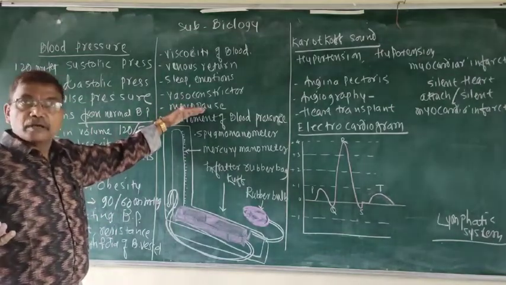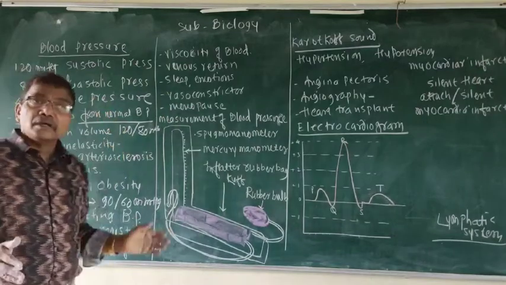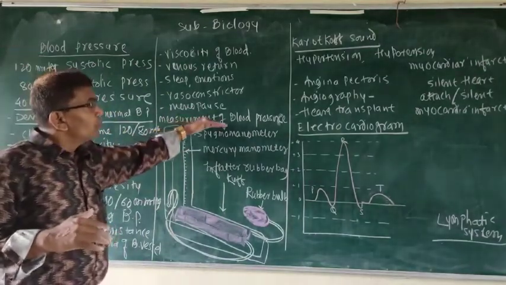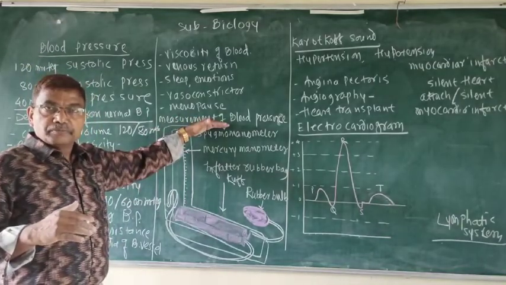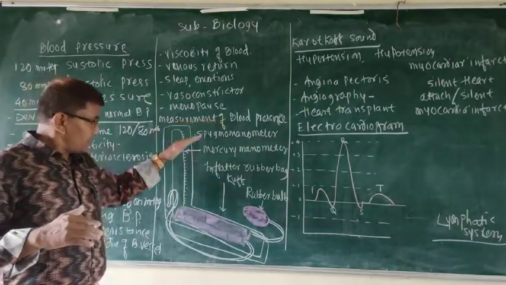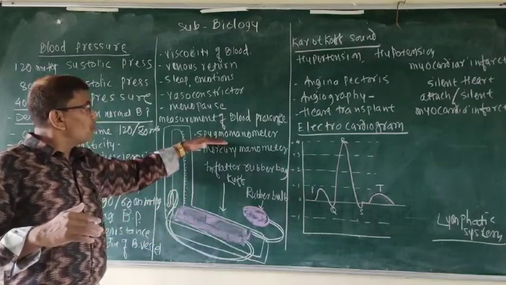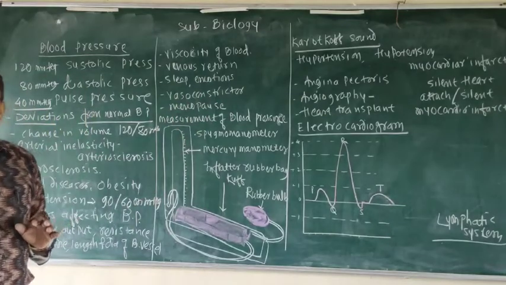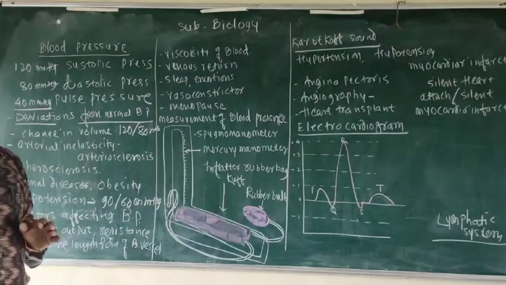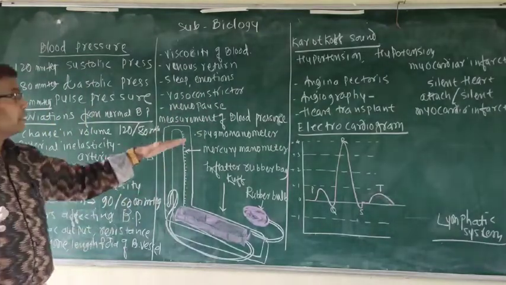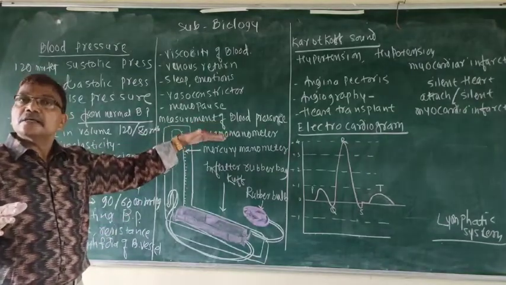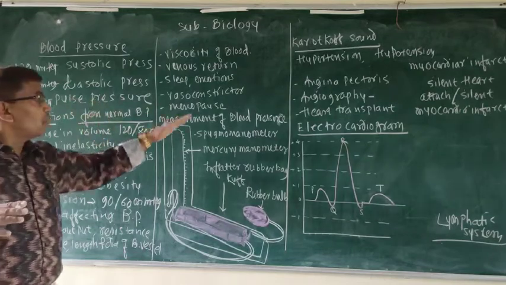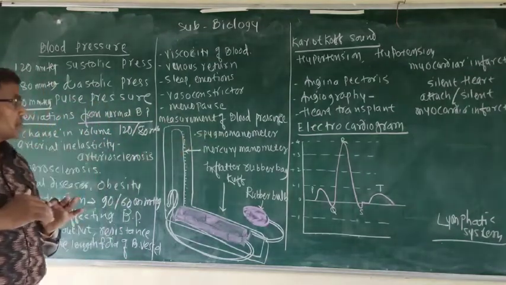Means gender also affects the blood pressure. Then which instruments are helpful to measure the blood pressure? This instrument is called the sphygmomanometer, which measures the blood pressure. The measurement of blood pressure is a diagnostic tool to detect different disorders, diseases, deviations or malfunctioning of the blood vascular system.